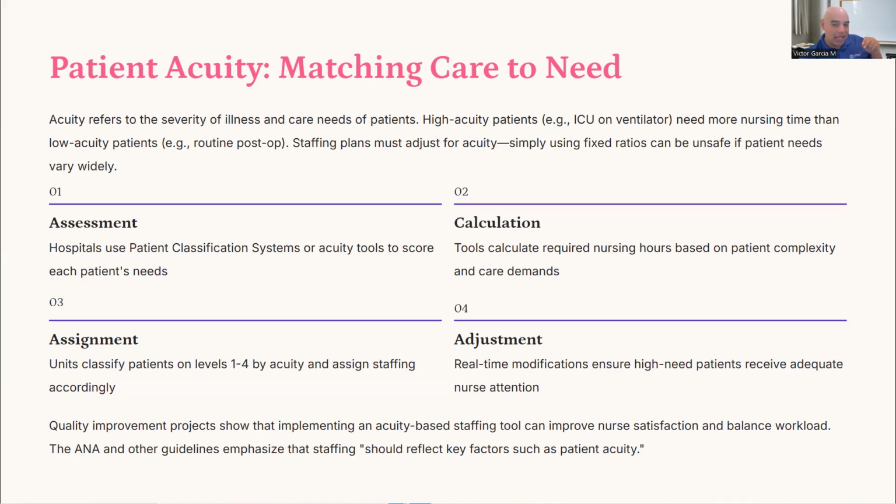Regarding the impact of acuity-based staffing, this approach improves workload balance, increases patient safety, and enhances nurse satisfaction. It ensures that nurses caring for higher acuity patients have fewer assignments, preventing overload. Research supports this approach as one of the best practices for ensuring quality and safety.